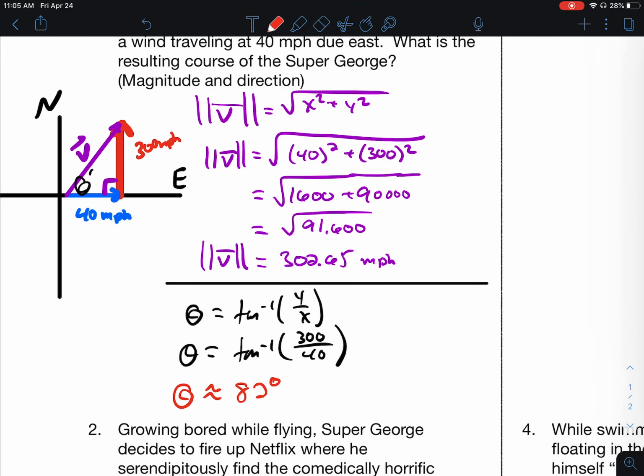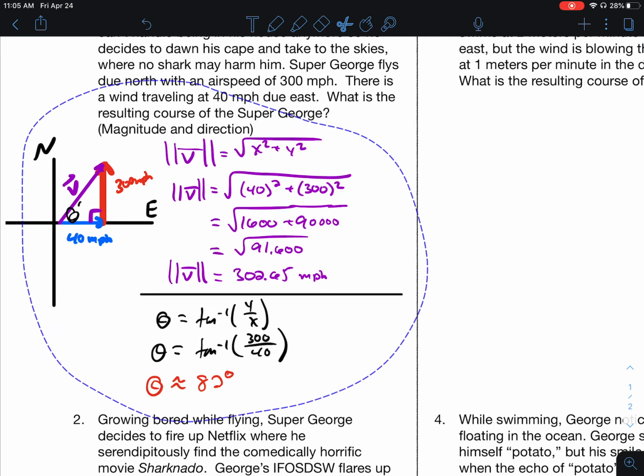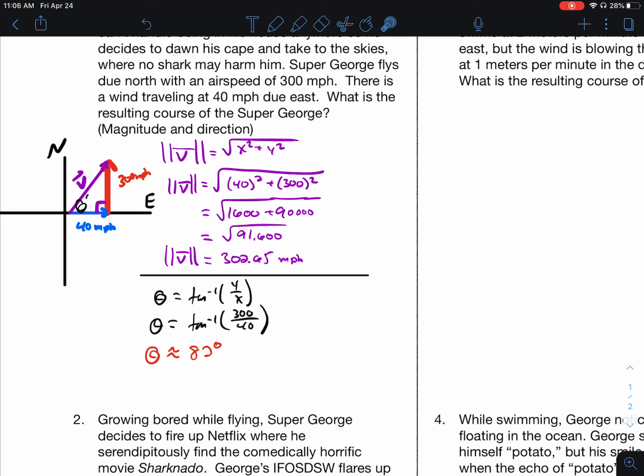If you wanted to write a sentence answer for this, which we're not going to at this point, but if you were asked to write a sentence answer, your sentence would be something like, the resulting course for Super George is 82 degrees in standard position with a speed of 302.65 miles per hour.